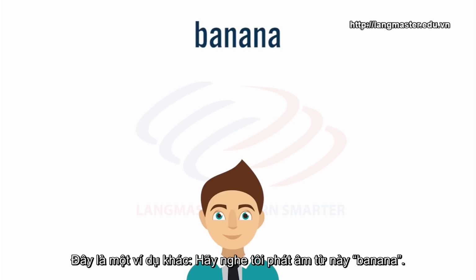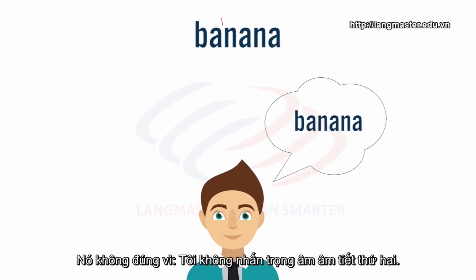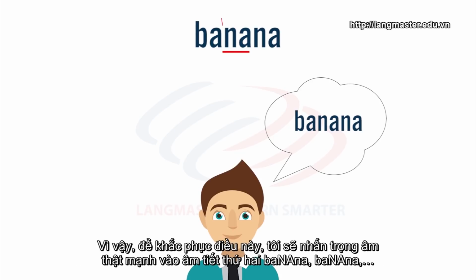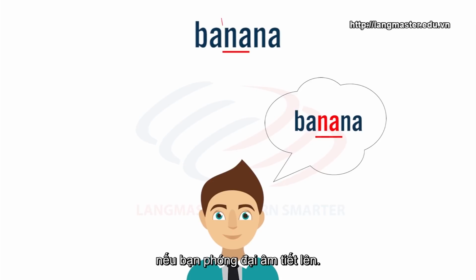Here's another example. Let's say I pronounce this word as banana. This is incorrect because I don't stress the second syllable. So to fix this, I will stress the second syllable really hard. Banana. Banana. This sounds silly, but you will not believe how much faster your pronunciation will improve when you exaggerate.